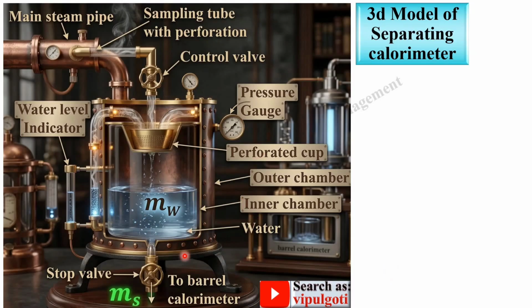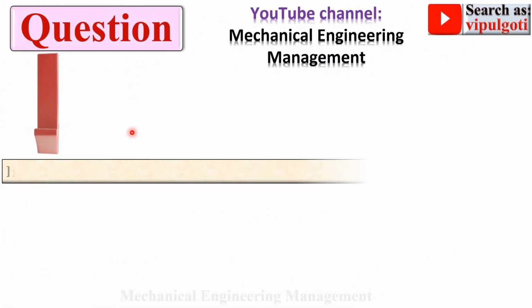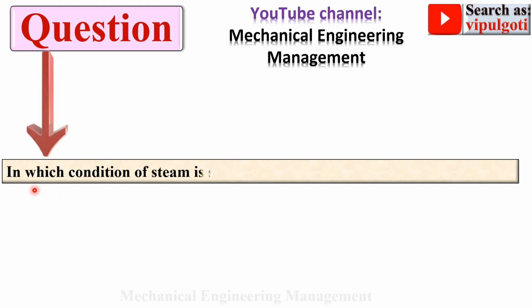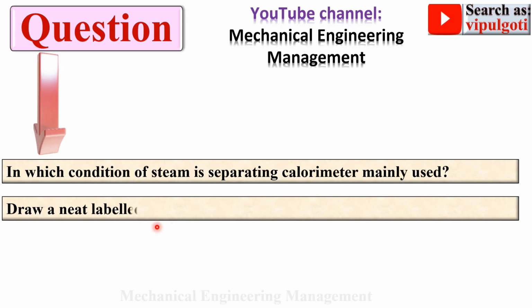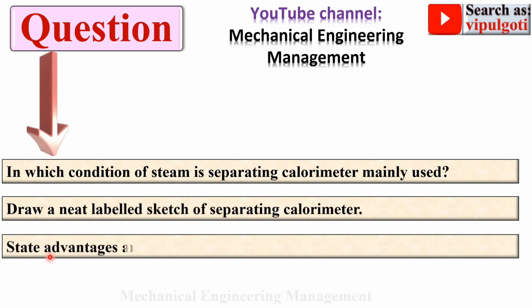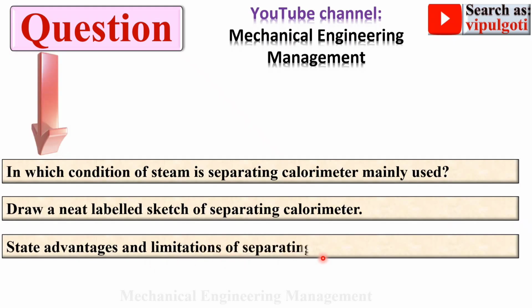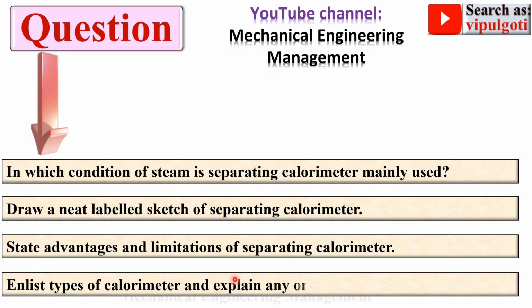This is the 3D image of the separating calorimeter, so that you can understand its working. So let's see, first of all, the questions that can be asked in your examination. In which condition of the steam is the separating calorimeter mainly used? Draw a neat labelled sketch of the separating calorimeter. State advantages and limitations of the separating calorimeter. Enlist types of calorimeter and explain any one briefly.